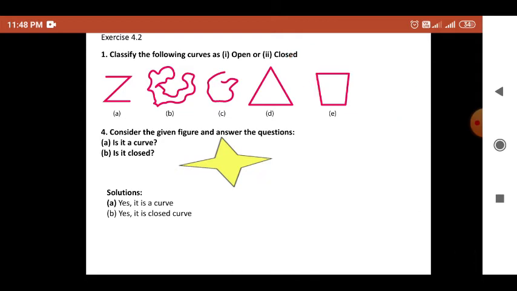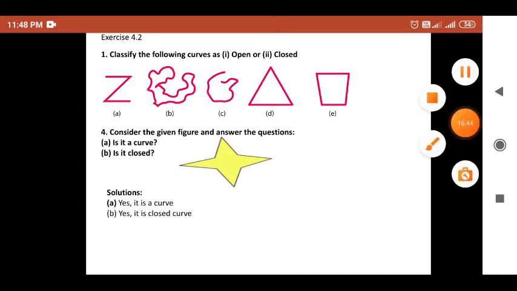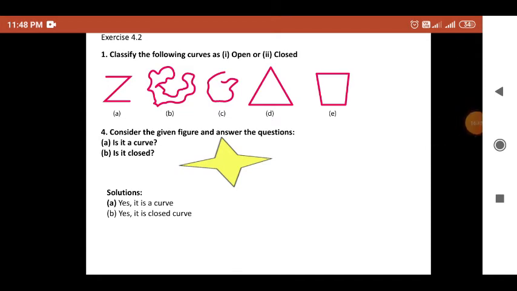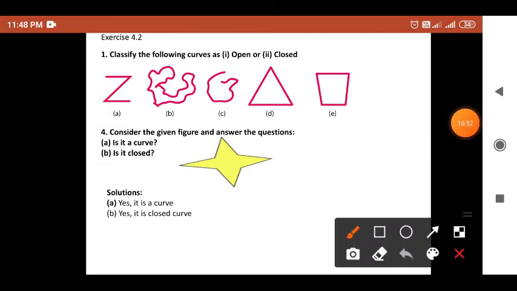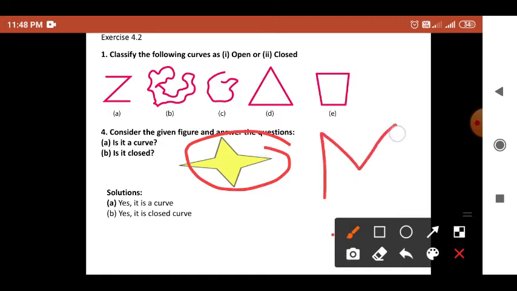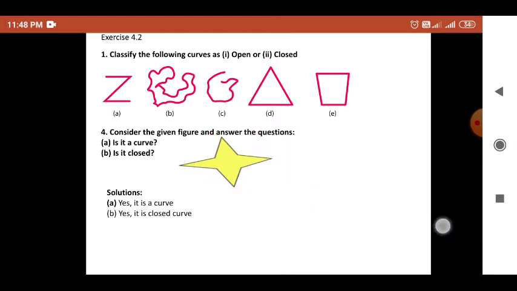Consider the given figure and answer the question. Here the figure is given, you have to answer. Is it a curve? It is a curve. It is a closed figure. Your question is, they have given a star. See, by seeing this star, it is a curve. Yes, it is having curves. It is also a closed figure. See, it is closed, right?